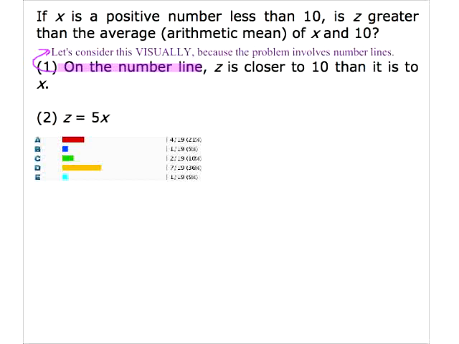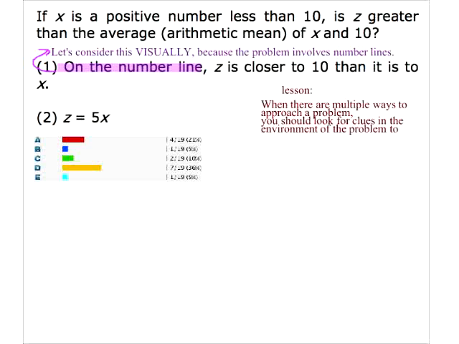There's a lesson that you can learn just from that, which is when there are multiple ways to approach something, you should look for clues in the surrounding environment of the problem to guide your choice. Because you can think of averages visually, or you can think of them in terms of crazy algebra equations. But look around, see what you're looking at.